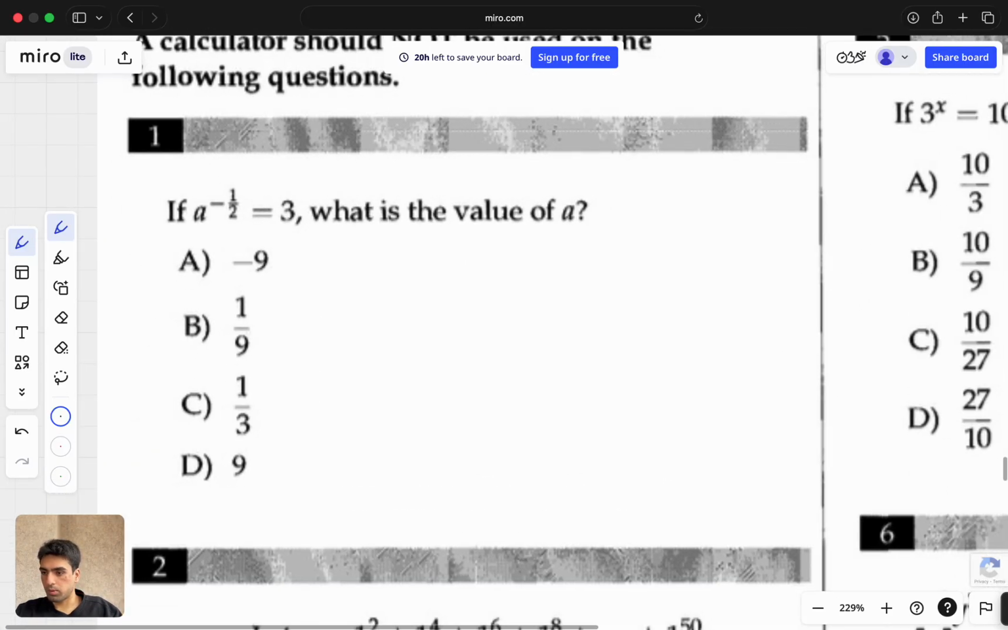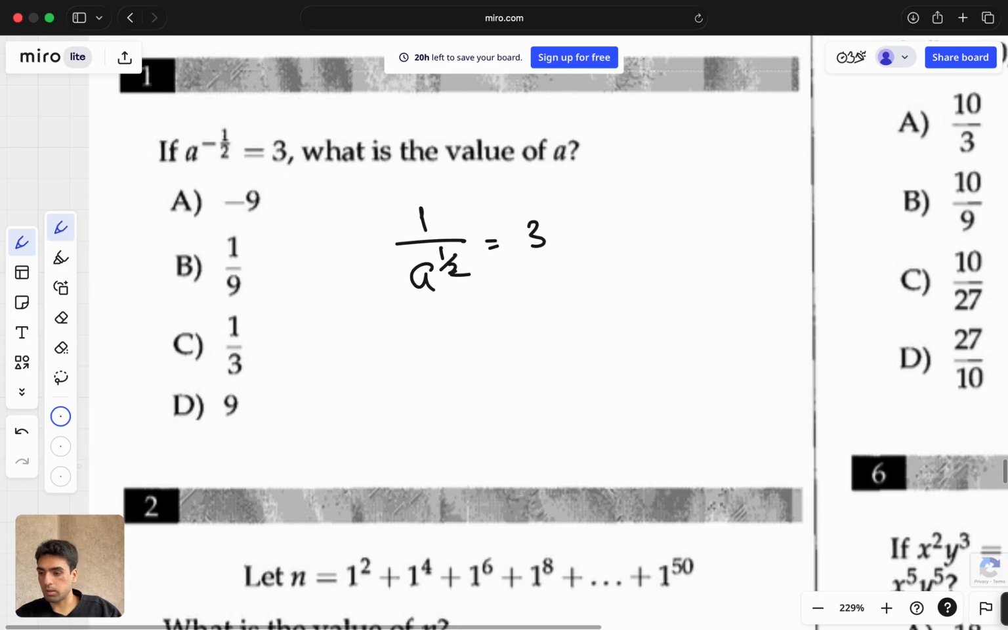So for the first one, you have a to the power of negative 1 over 2 equals 3. You can write this as 1 over a to the power of 1 over 2, right? Because it's negative, you bring it down, and then 1 over the positive version. This equals 3. You can cross multiply. You can take this up, so you get 1 equals 3a to the power of 1 over 2.